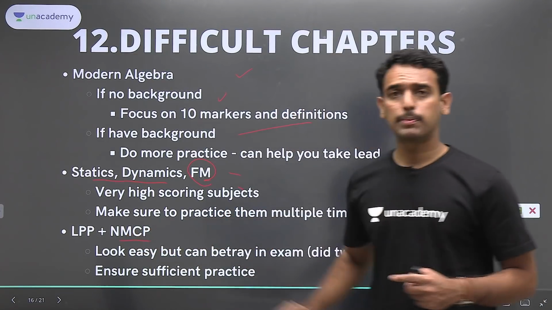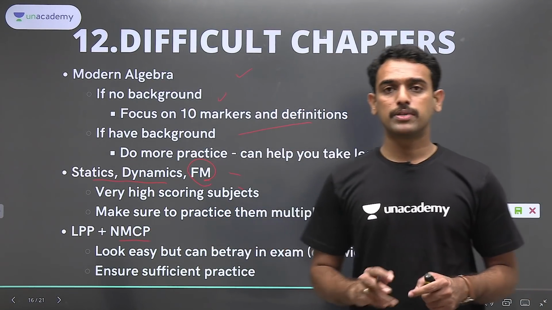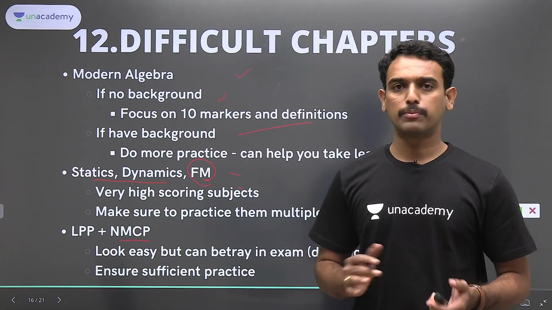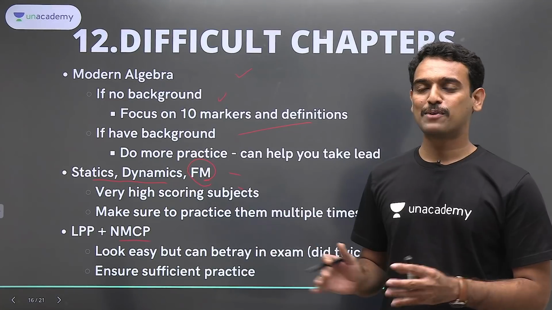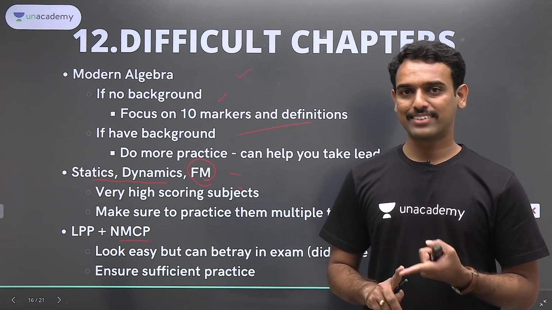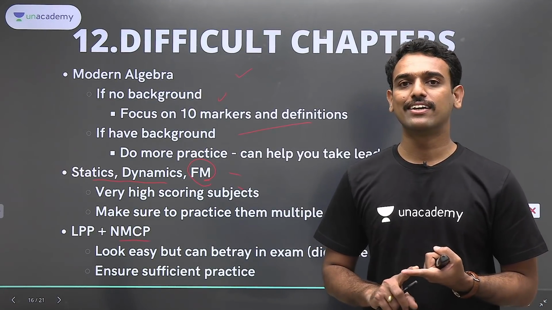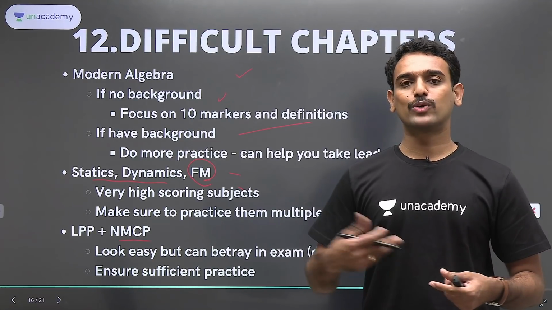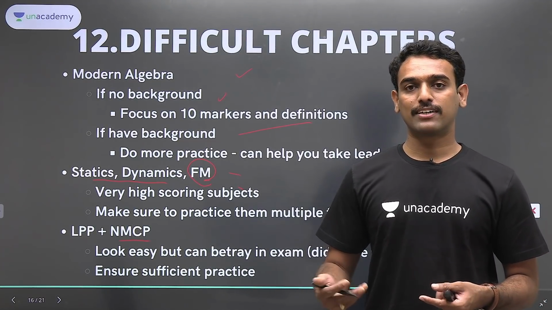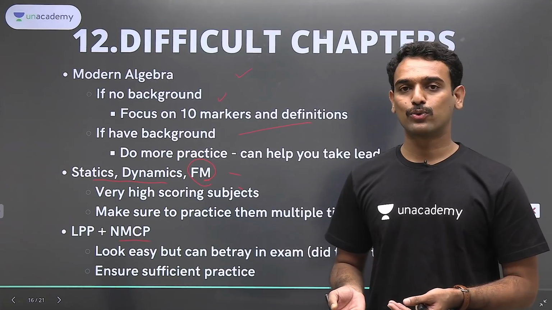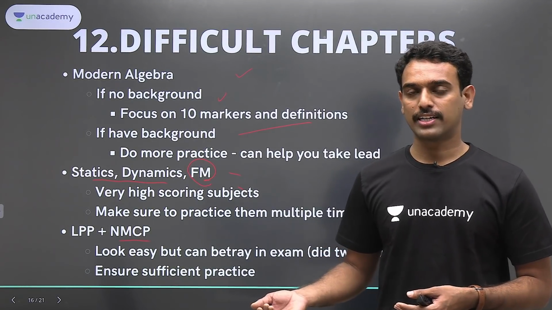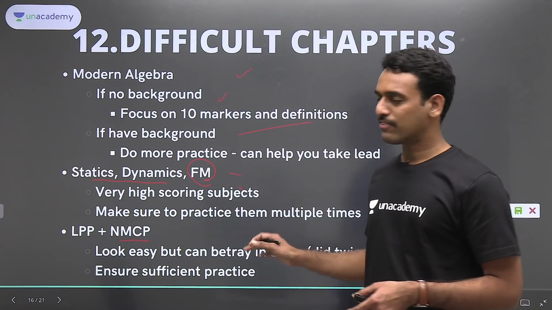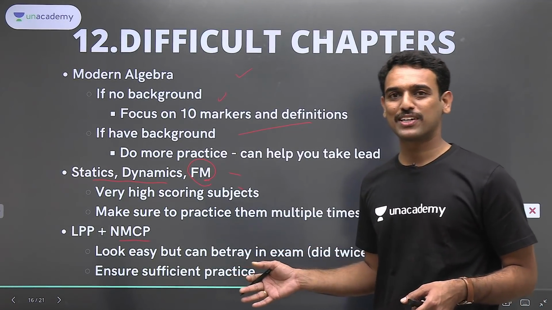LPP and NMCP. LPP is linear programming and NMCP is numerical methods and computer programming or computer analysis. These chapters look very easy at the outset, but they have betrayed me twice, both in CSE 2019 and CSE 2020. LPP is something that I tried to attempt, but then I had to leave that particular example in between and go for other examples. So that is the reason why I have, I guess, 10 marks less in this particular examination.